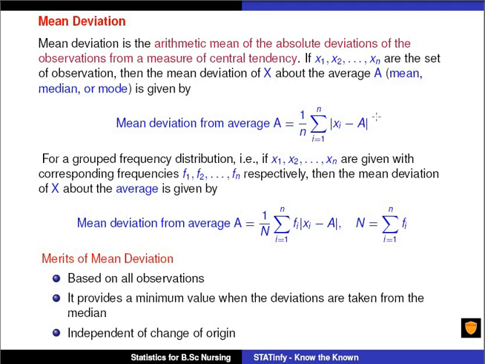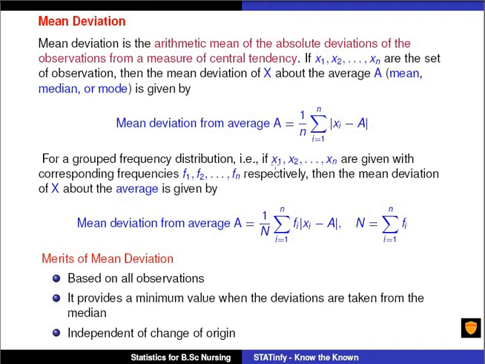Modulus means the absolute value of xi minus A. This is the absolute difference between the observations and the average. So you can see that this is the difference between observations and averages. That's why it is called the average deviation measure. Now the formula for mean deviation for grouped data will be this one.